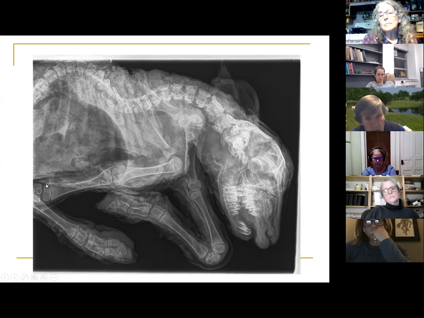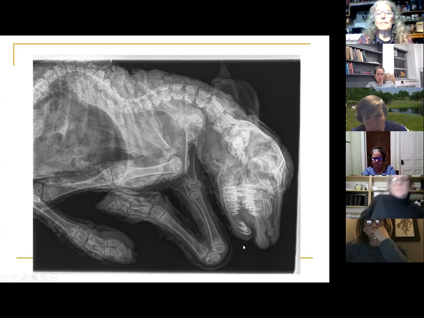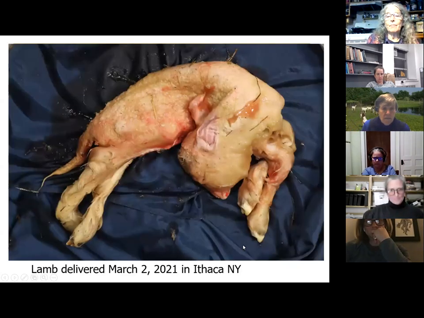And this is one front leg that goes back along the body and a back leg that comes forward, and look at the S-shaped curves in its backbone. Also, you might notice that the lower jaw is short. These white dense things are teeth. There should be no teeth on the upper jaw of a lamb, but the lower ones should come out to about here. So it had a short lower jaw.